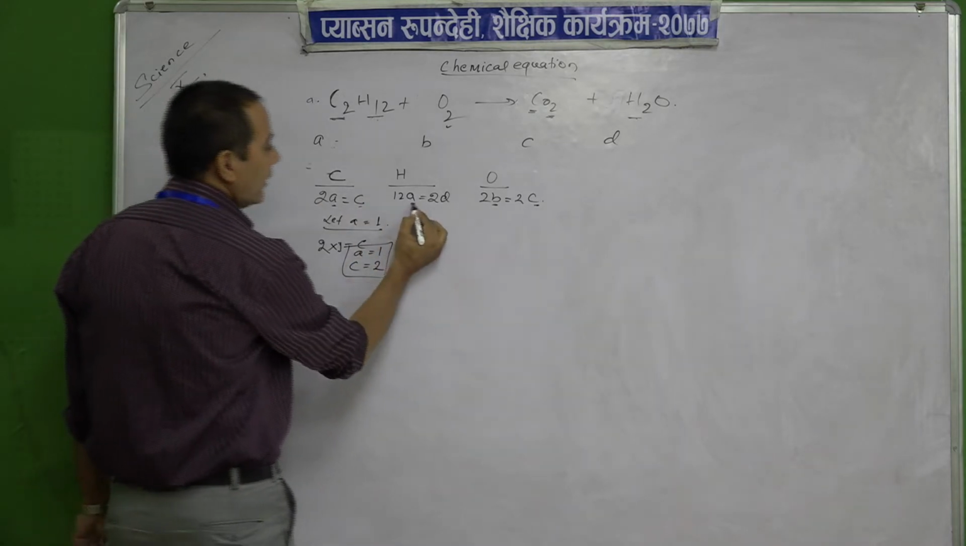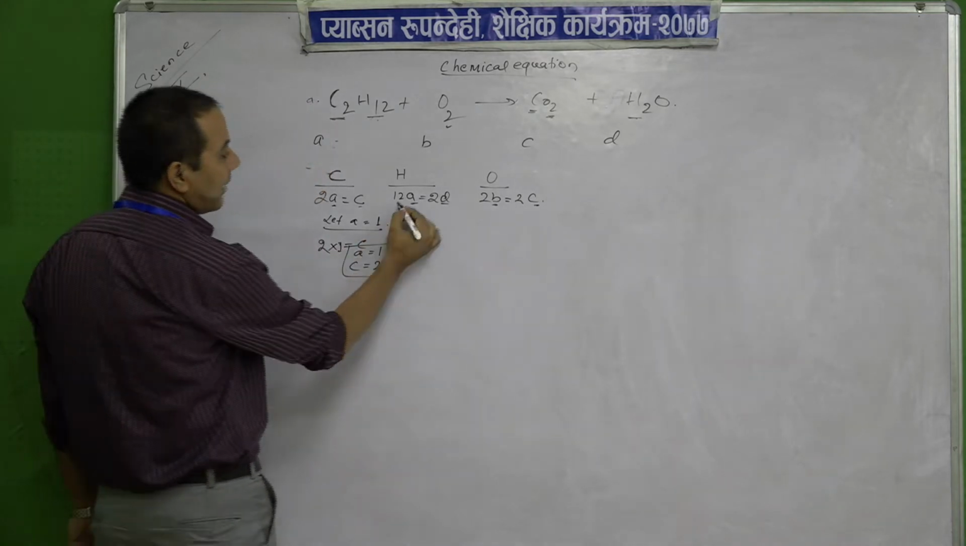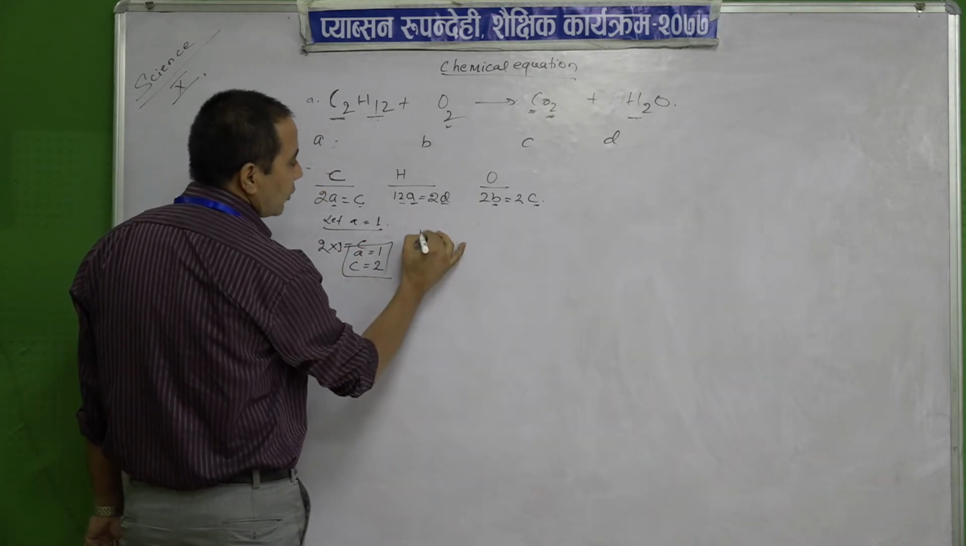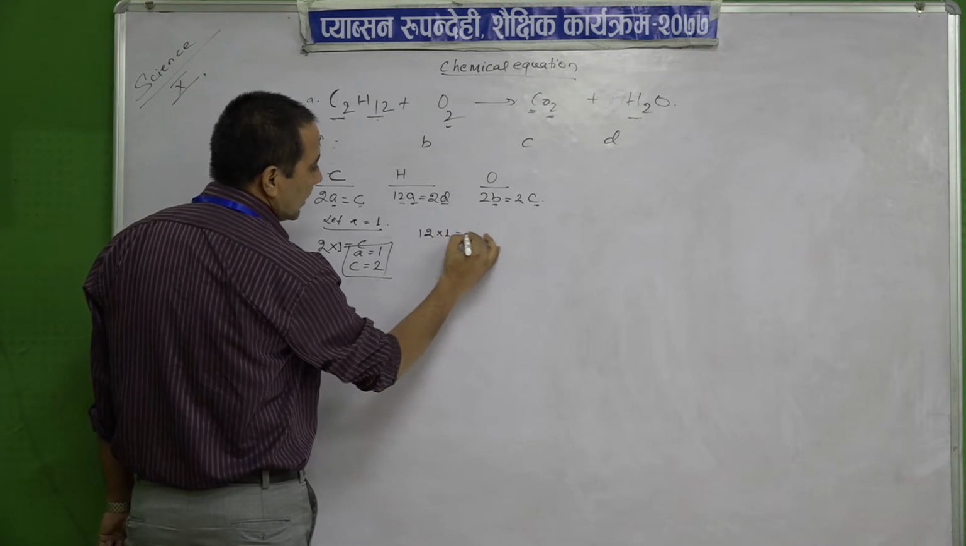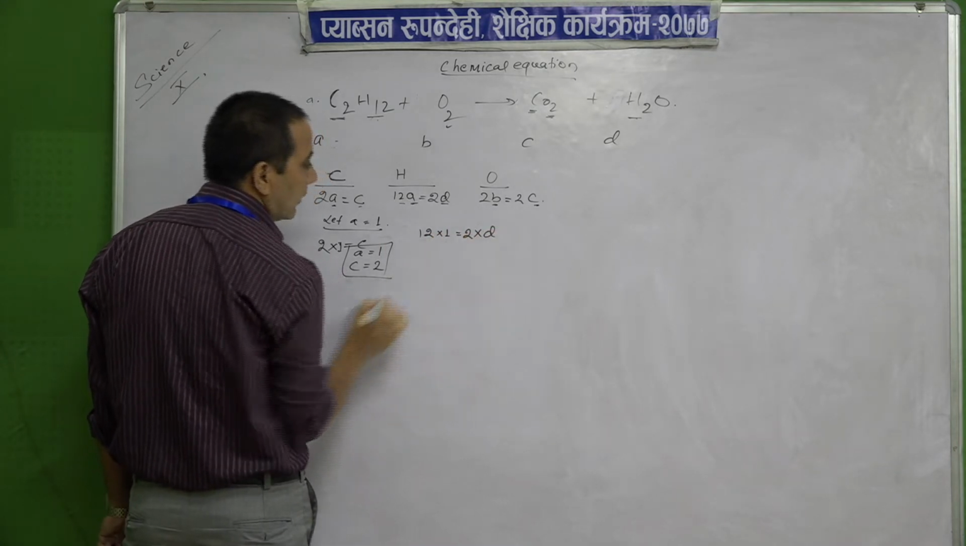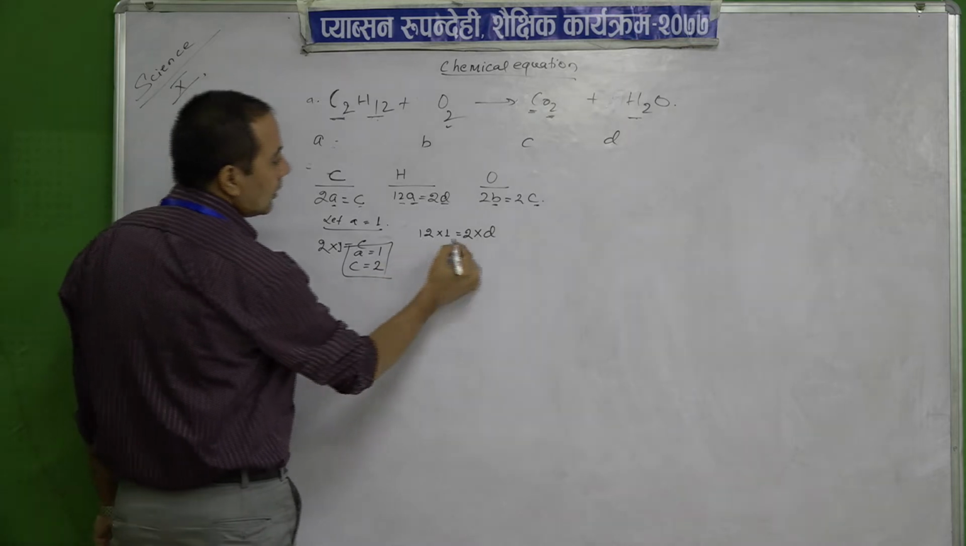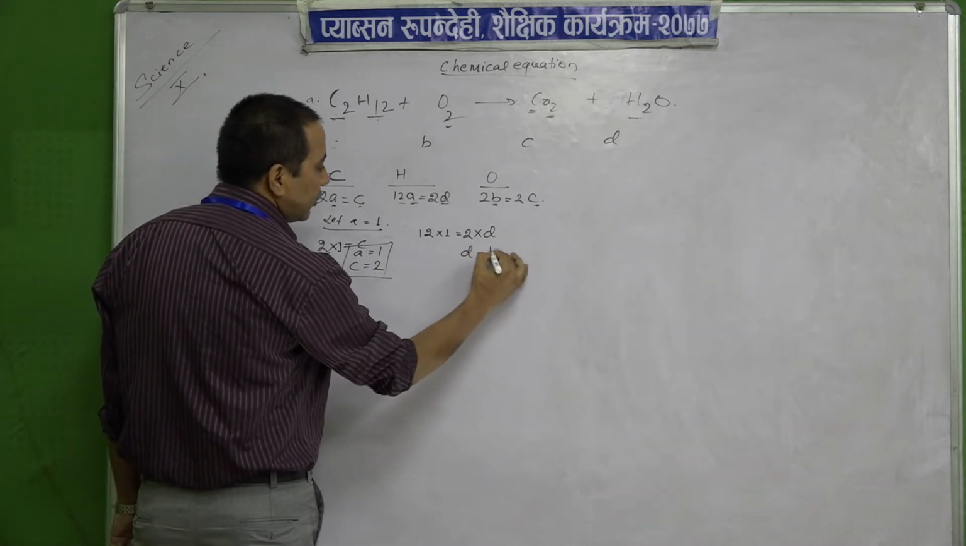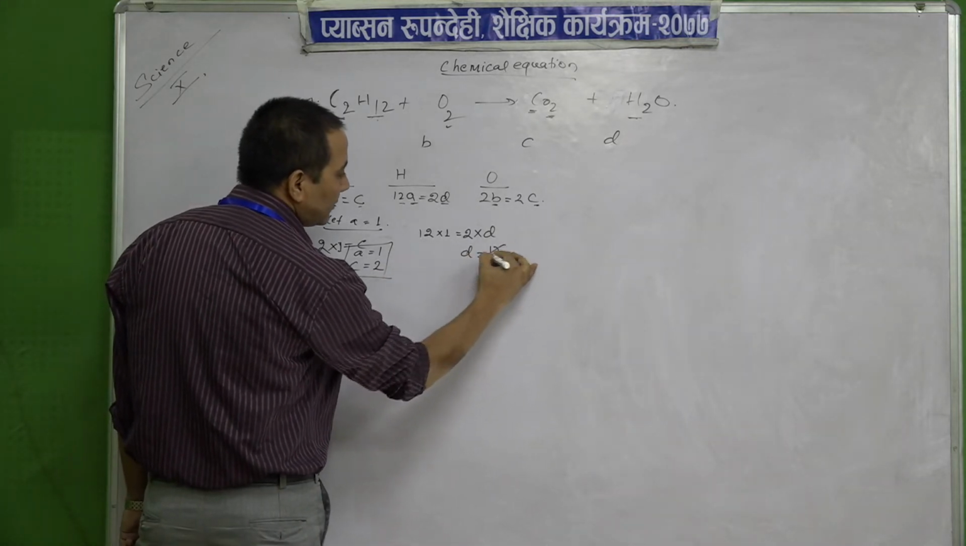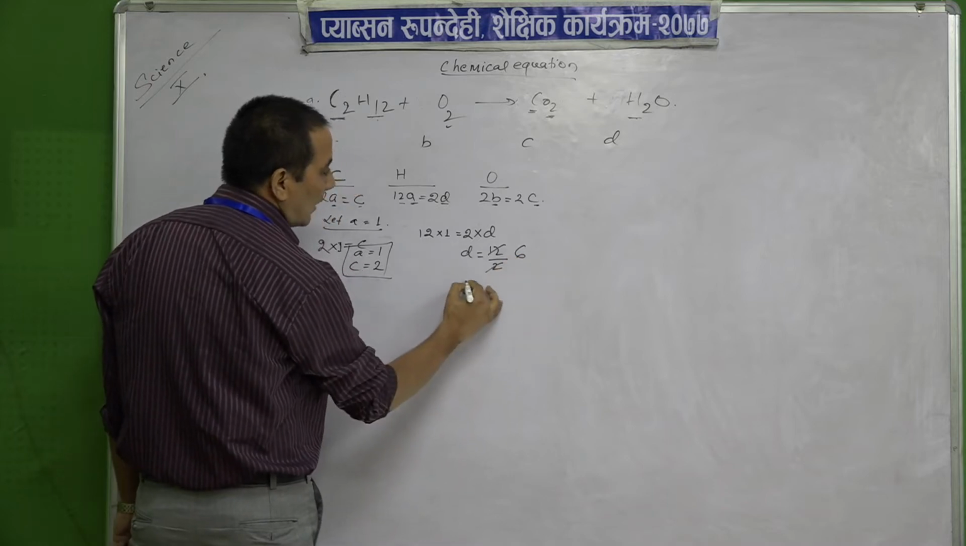Again, let's try another one, D. We have the value of A as 1. So 12 into 1 equals 2 into D, from the second equation. Then D equals 12 upon 2, which means 6. So we got the value of D also.